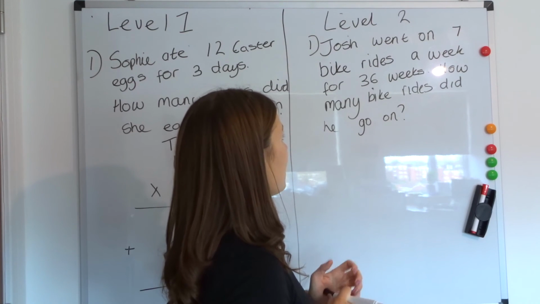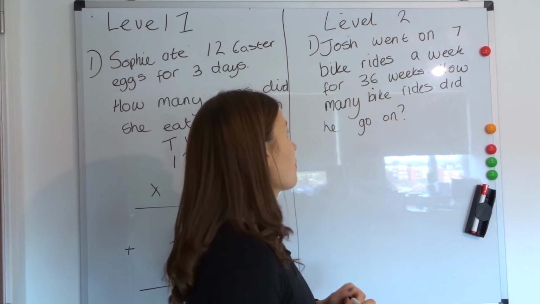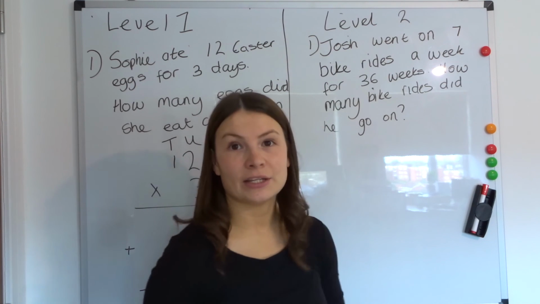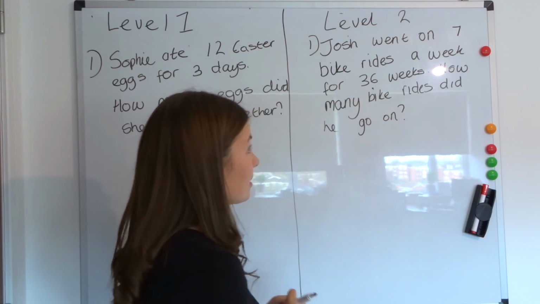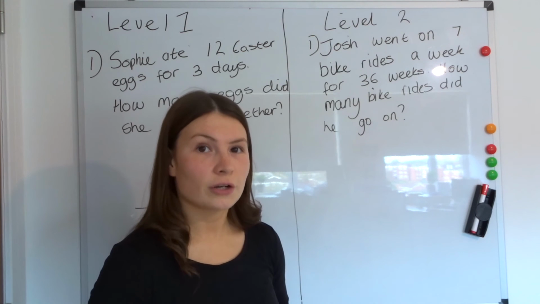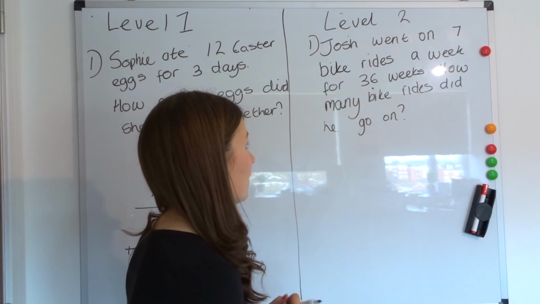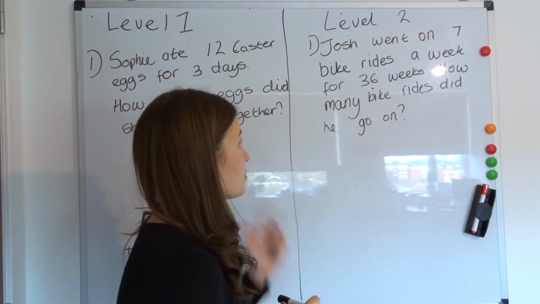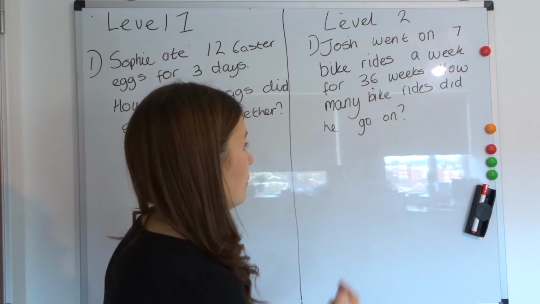So level 2 says, Josh went on 7 bike rides a week for 36 weeks. How many bike rides did he go on? Okay, so what's the question asking us? The question is asking us to find out how many bike rides Josh went on altogether. So we need to do a multiplication to work this out.